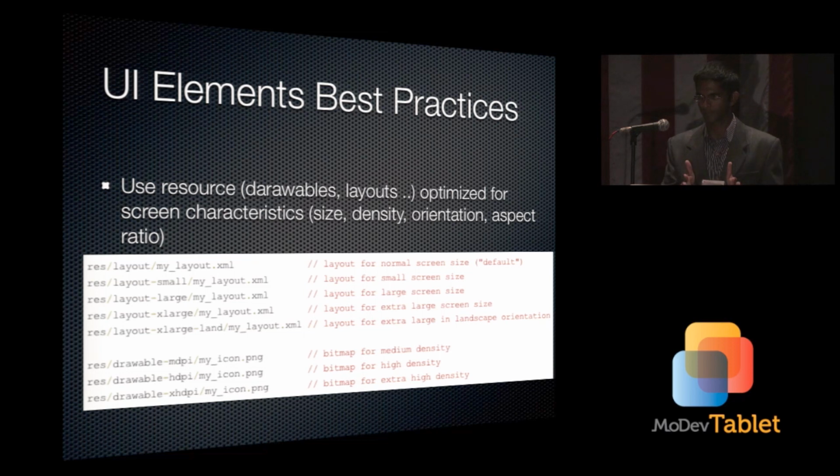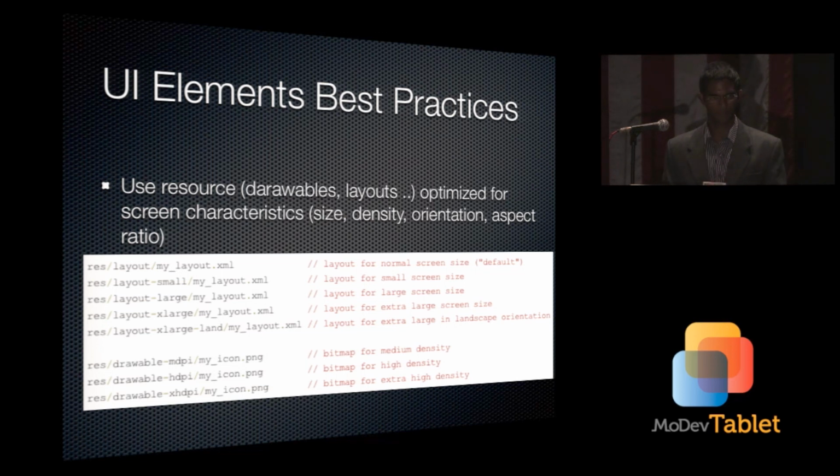You have different folders where you put different layouts based on the size of the screen. You would have names like layout-small, which is the folder where you put the layouts for small screens, layout-large for large screens, then layout-xlarge for extra large screens, and so forth. The same thing applies for graphics and icons, and these are called drawables. If you want different graphics and icons for different densities, you would again put them in different folders. You have a folder for medium density artifacts, high density artifacts, extra high density artifacts, and so forth.